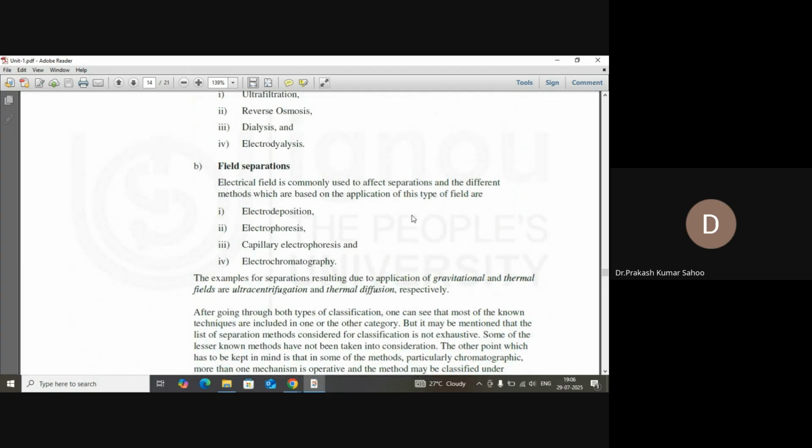Then field separation, we have electrodeposition, electrophoresis, capillary electrophoresis and electrochromatography. This is the field separation we have. Field separation may be remembered as the separation of different ions of an electrolyte through a chromatography technique, which is known as electrochromatography. And this electrochromatography may be termed electrophoresis or electrodeposition also.